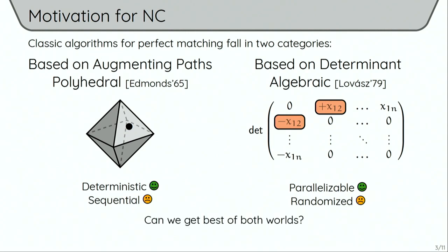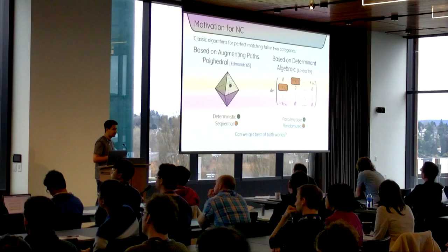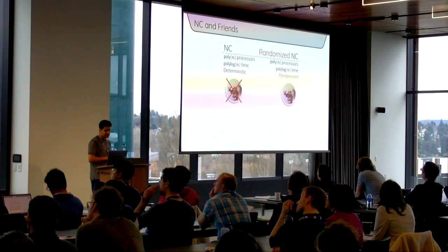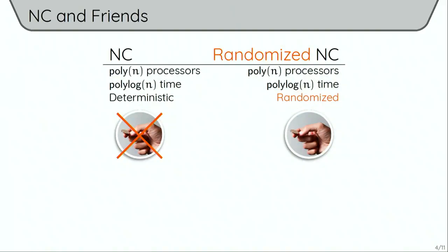So the main question is, can we have an algorithm that gets the best of both worlds? Can you have a deterministic fast algorithm in the PRAM model? We don't exactly know of such an algorithm in the NC model. The NC model is where you have polynomially many processors, you're allowed to run algorithms up to polylogarithmic time, and you want your algorithm to use no randomization. We don't know of such an algorithm yet, so people have considered relaxations of this model.